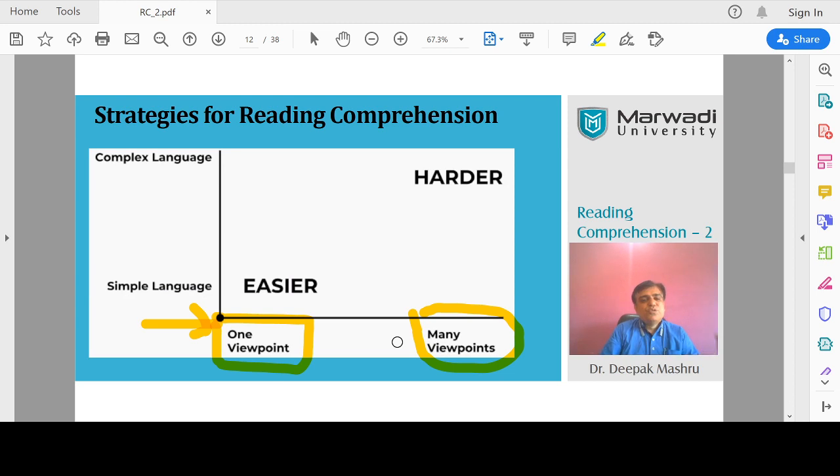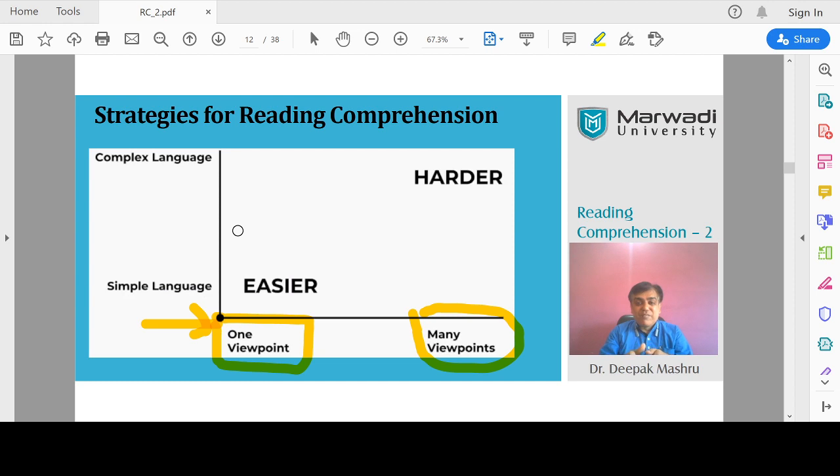And there are people who use simple language. Now we were talking about one viewpoint and many viewpoints. For the author, the person who writes this paragraph, if in one passage the author has given only one viewpoint, that means I talk about this point, with examples, supporting arguments, undermining arguments, and a conclusion, it would be easy for me to understand. Why? Because I'm going to talk about only one category.